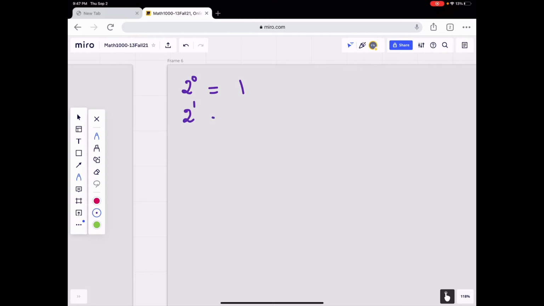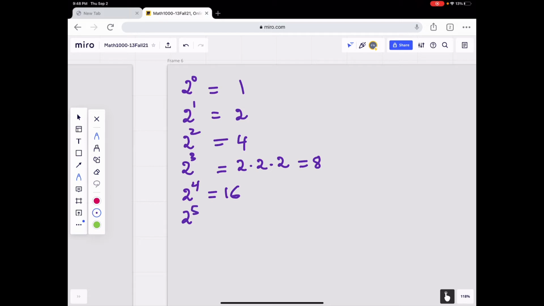Okay, 2 to the power of 1 equals 2, 2 to the power of 2 equals 4, 2 to the power of 3. Some people think 2 times 3 equals 6. It's not. You have to multiply, not add. So make sure you do 2 times 2 equals 4, 4 times 2 equals 8, not 6. Or 4 times 2, one more, equals 8. All right, and 2 to the 4, 8 times 2 equals 16. 16 times 2 equals 32, and so on.